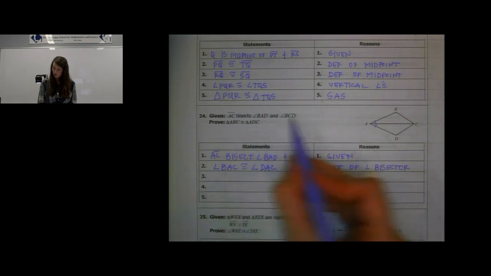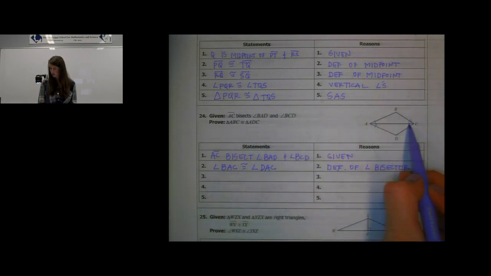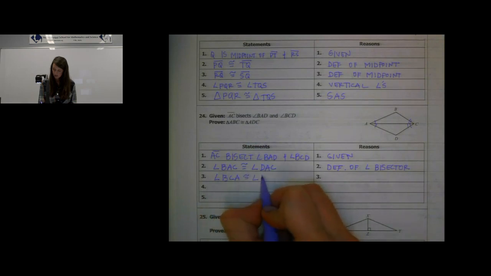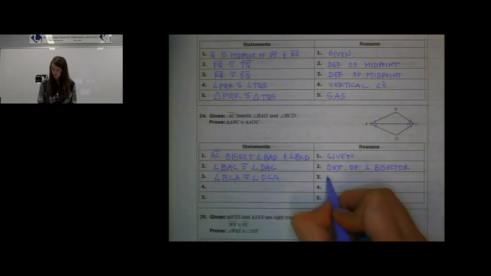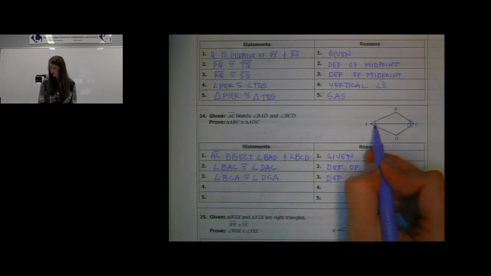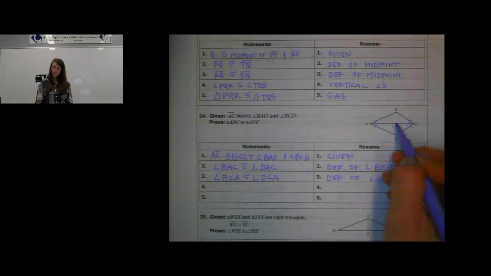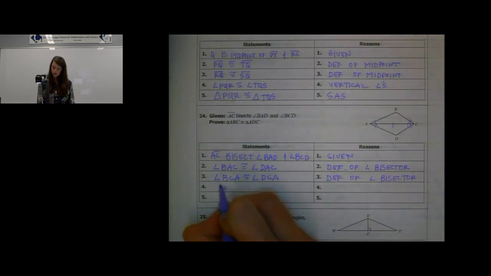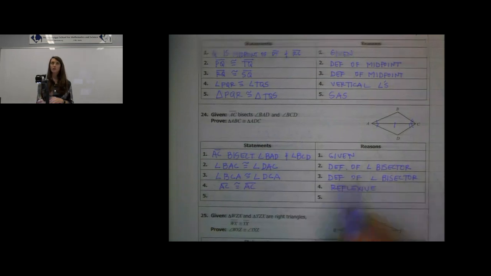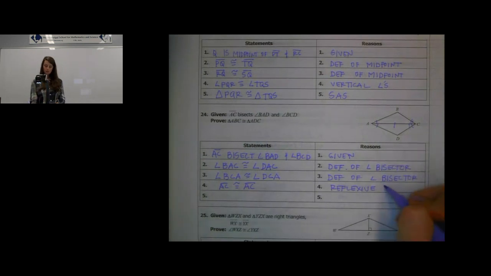Okay, and then in here, these two angles are going to be congruent. So angle BCA is going to be congruent to angle DCA. That's the definition of an angle bisector as well. They share this side, so AC is going to be congruent to AC. That's the reflexive property. You use the reflexive property when they share the same side.